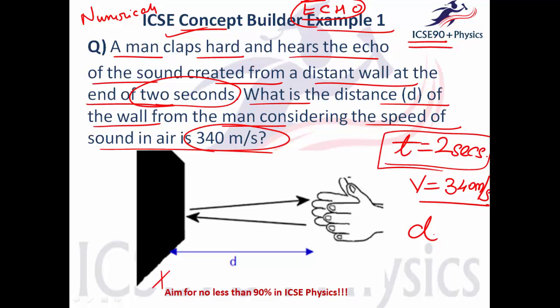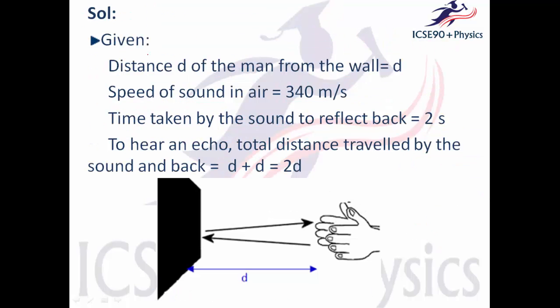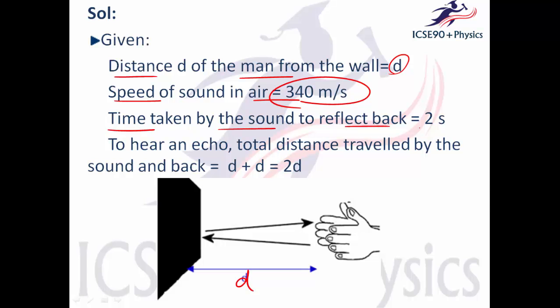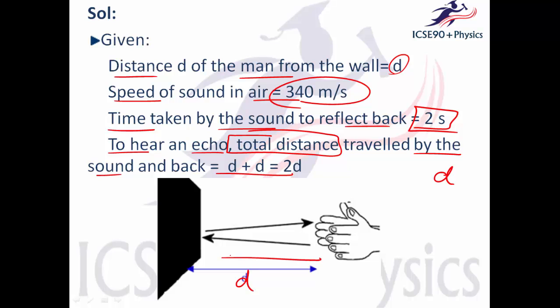and we are asked to calculate the distance d. So let us club the given data. Distance d of the man from the wall is represented by small d, and the time taken by the sound to reflect back is 2 seconds. And to be able to calculate this distance d, we need to consider that to hear an echo, the total distance traveled by the sound and back is d in the forward direction and d in the backward direction after reflection, which is d plus d, which is nothing but 2d.